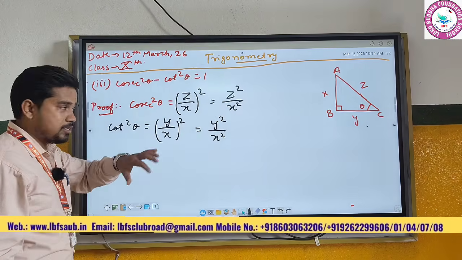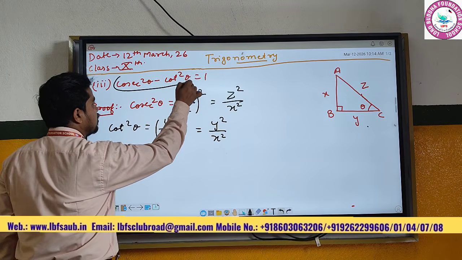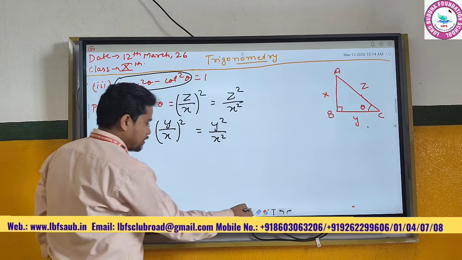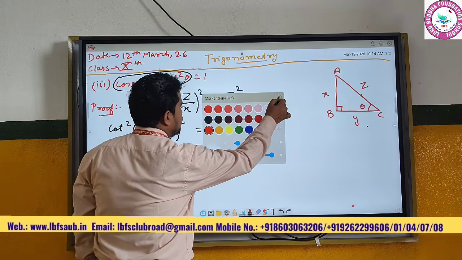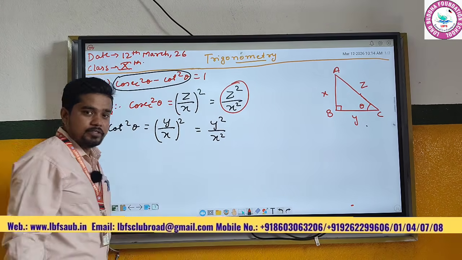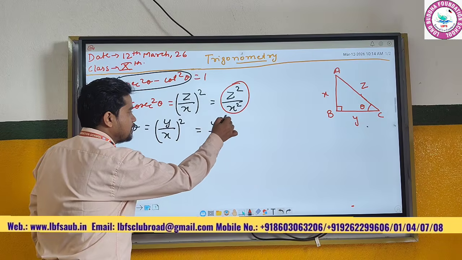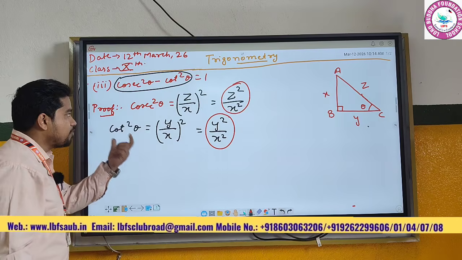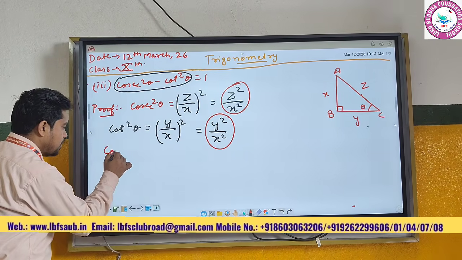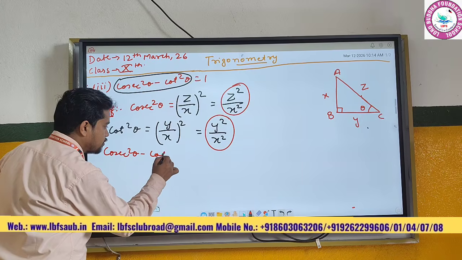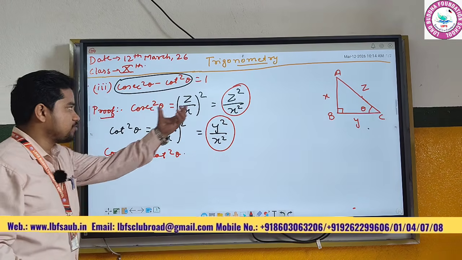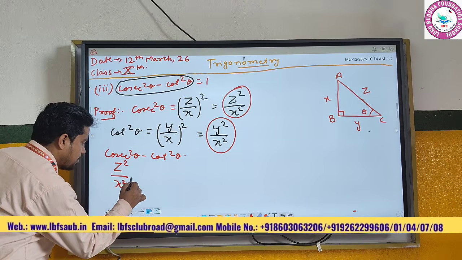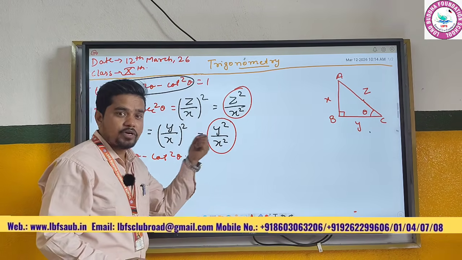Okay, now in this identity, what we have to prove is that cosec square theta minus cot square theta. The value of cosec square theta is z square upon x square, and the value of cot square theta is y square upon x square. Okay, so we have to find out its difference. The formula will be cosec square theta minus cot square theta. Okay, the value of cosec square theta is z square upon x square minus the value of cot square theta, which is y square upon x square.